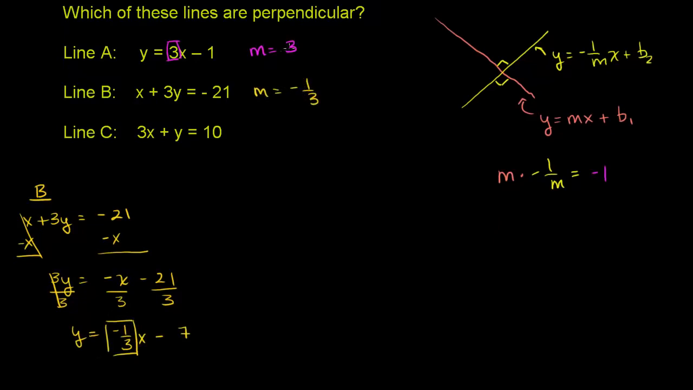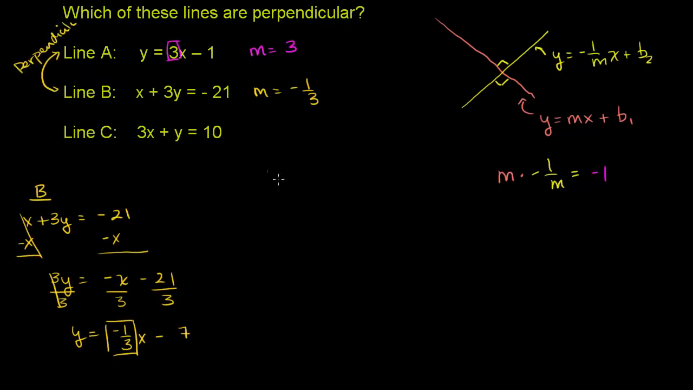So we already see they are the negative inverse of each other. You take the inverse of 3, it's 1/3, and then it's the negative of that. Or you take the inverse of negative 1/3, it's negative 3, and then this is the negative of that. So those two lines are definitely perpendicular. Let's see this third line over here.